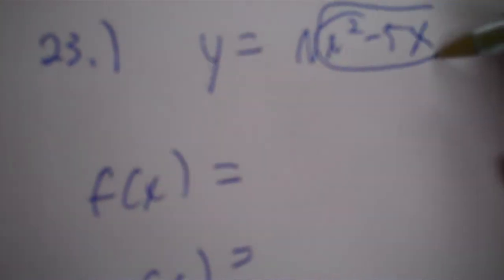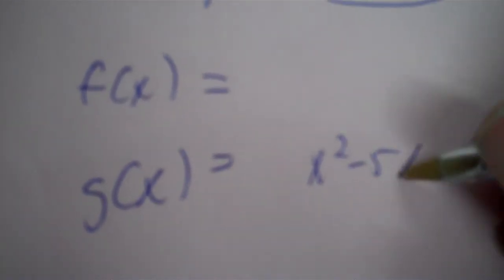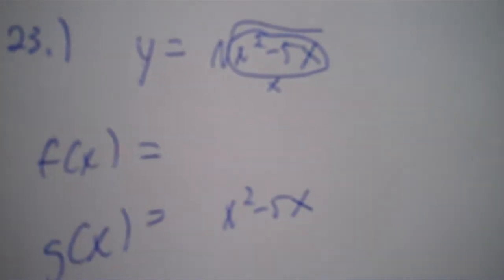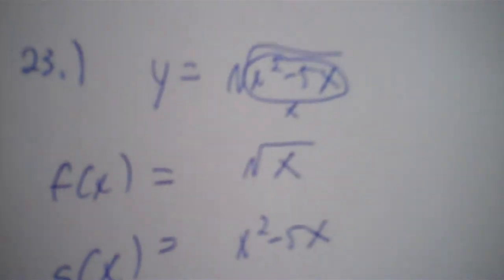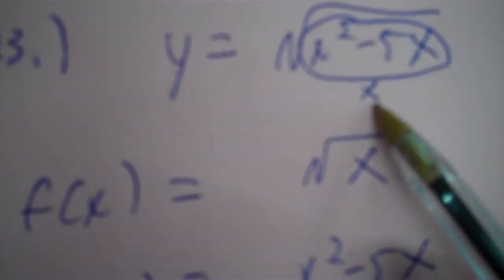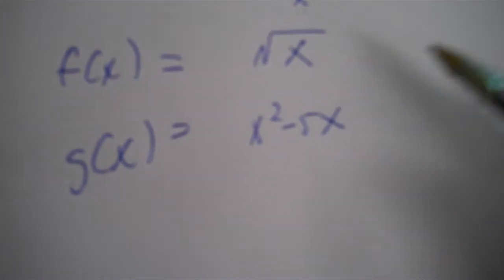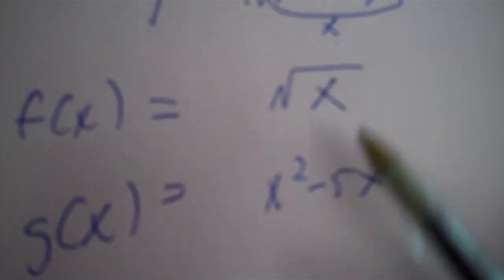Now you circle the inside, that's going to be our g. X squared minus 5x. Now, under that circle, just put an x. So f of x is a square root, and you just put x in for it. You're just replacing this with x. So if I worked it forward, if I started with f, I'd remove the x and put that in. That's what f of g of x means.